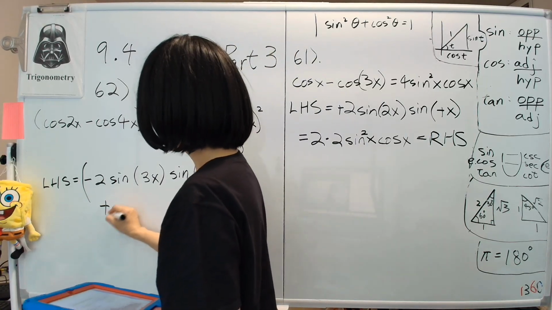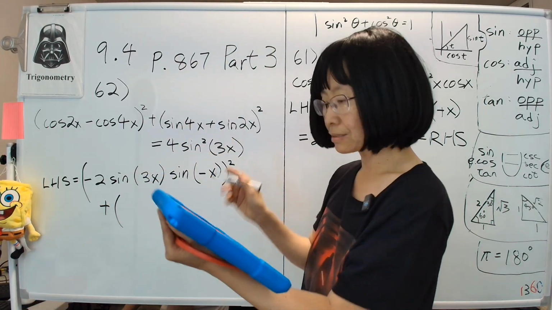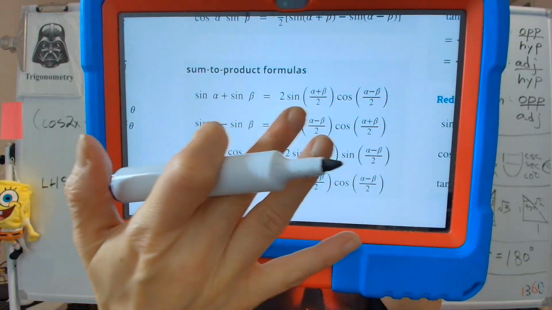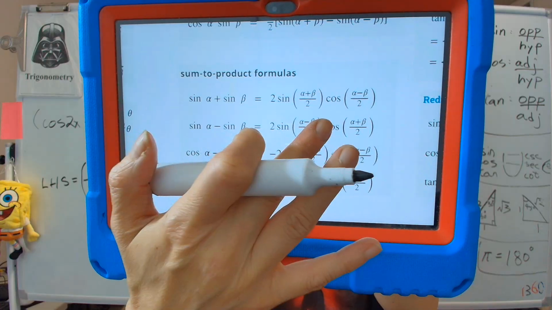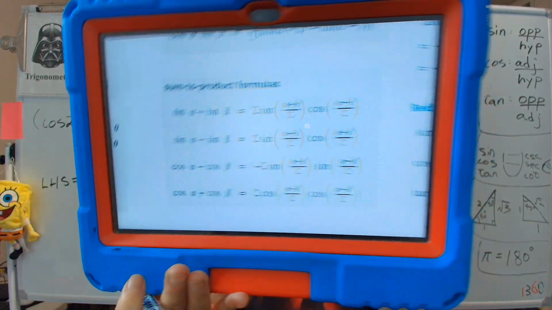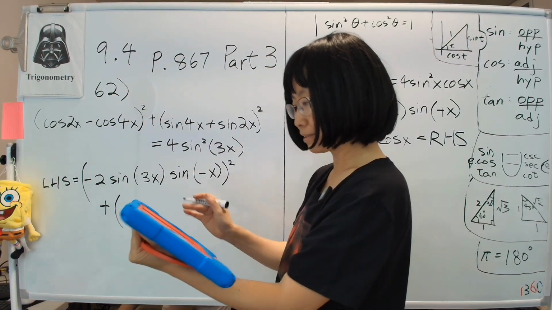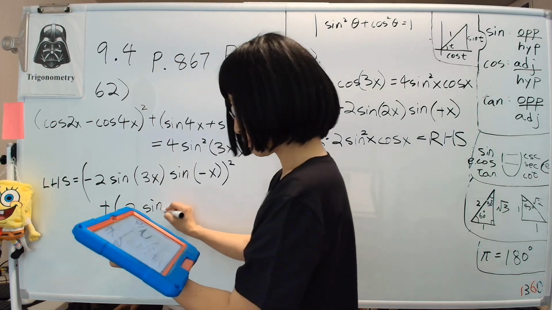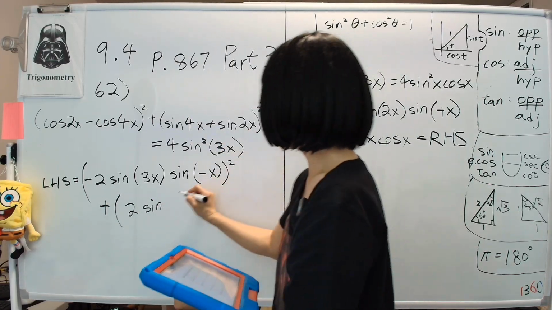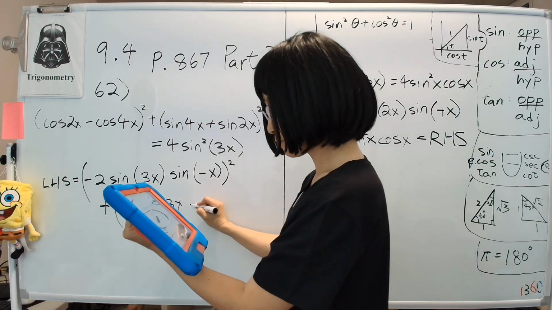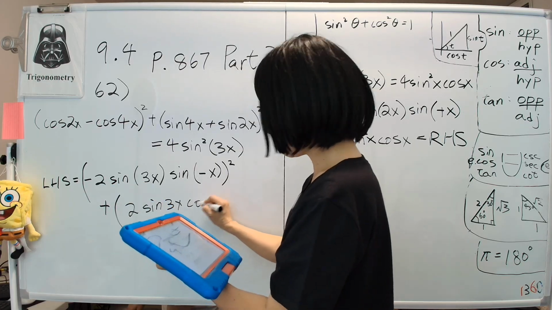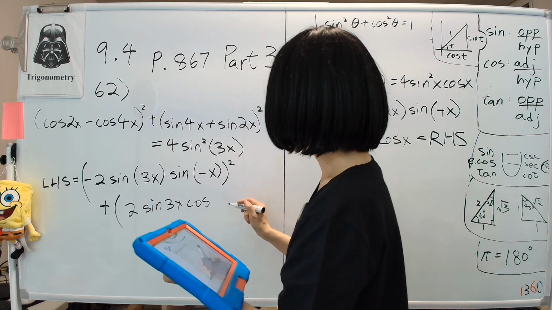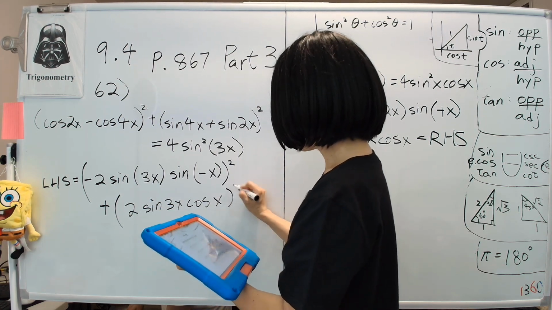Next, plus the second part, this thing, which is sine plus sine. All right. So again, we look at the formula. Sine plus sine is right here. And that sine plus sine equals 2 times sine of the sum and then cosine of the difference, divided by 2. So following that plan, we have positive 2 times sine of 4 plus 2 is 6 divided by 2 is 3x. Cosine of 4 minus 2 divided by 2, that is 2 over 2, 1, just cosine x. That's also squared.